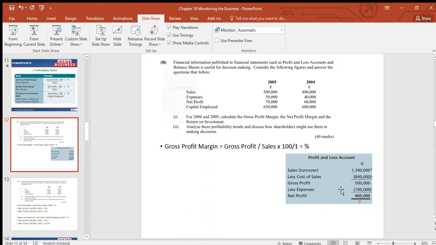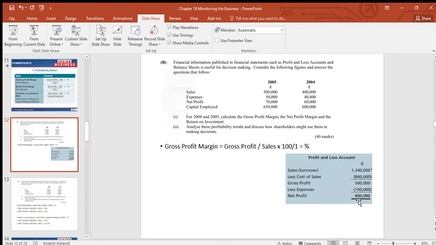So let's look at 2004. What figures do we have? Sales, 2004 they were 400,000. Less cost of sales, we don't know. They don't tell us gross profit either. So therefore, I don't know what to take away from sales to get gross profit. Okay, so I'm missing gross profit. That's fair enough. But what else do I have? If you look at 2004, they gave us expenses of 40,000. So I have that. They also gave us net profit of 60,000.